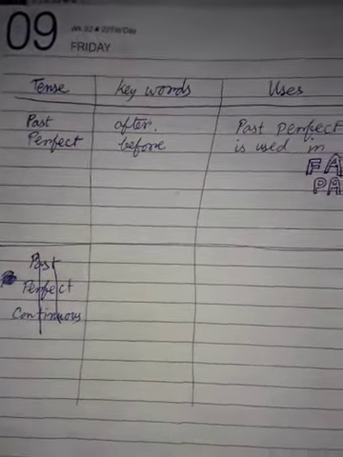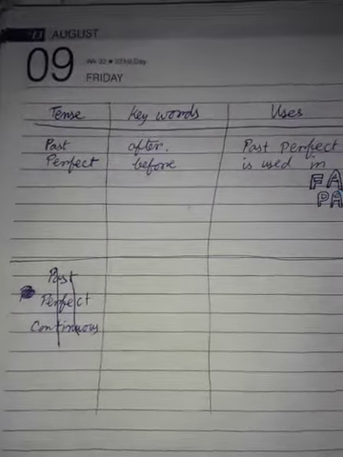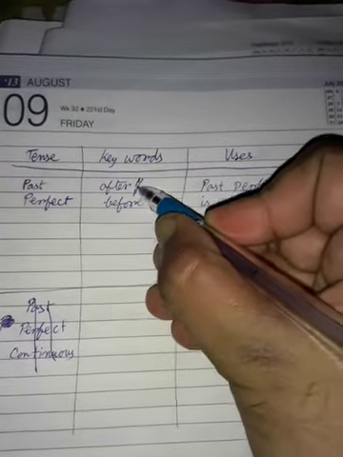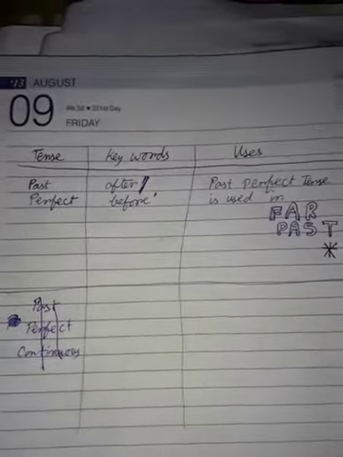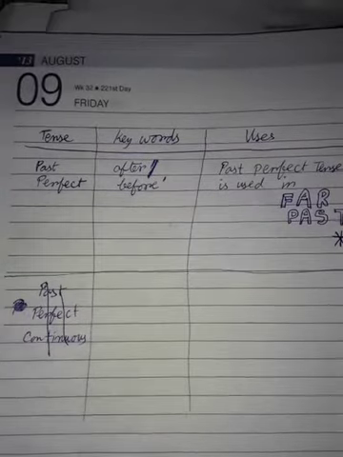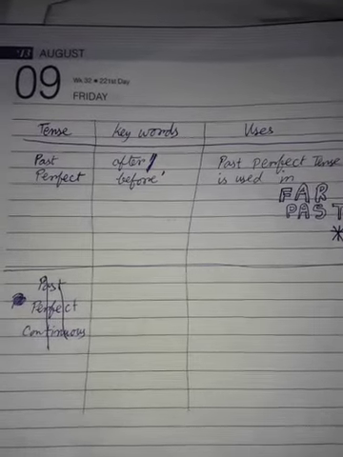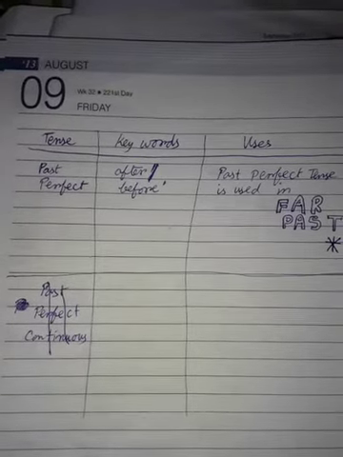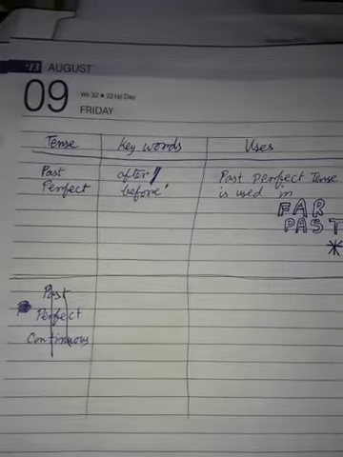So next we are going to discuss past perfect tense. The key words are 'after' and 'before'. That means there is a comparison. One event is happening after another one, or one event happened before another one.